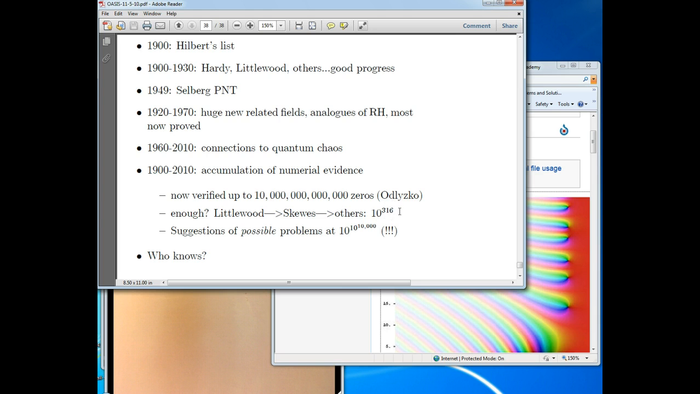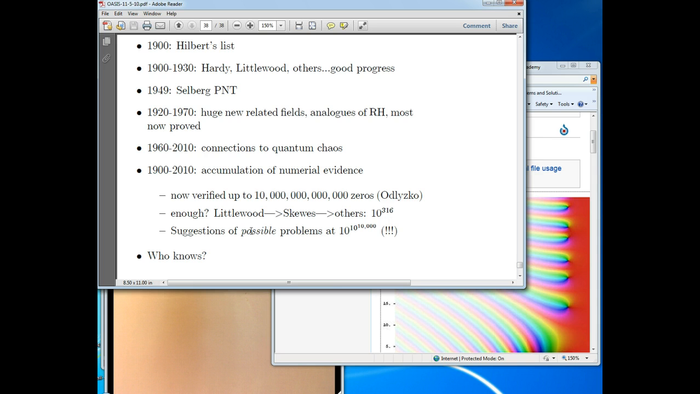That's an unbelievably large number. Odlyzko goes nowhere near that. So you could say, we think it's true because we've got evidence of that. Well, you could have said that about the Skewes, about the Littlewood conjecture. And Skewes came along and said, it looks really good, but I can show you that there's going to be a counterexample if you look at unbelievably huge numbers.